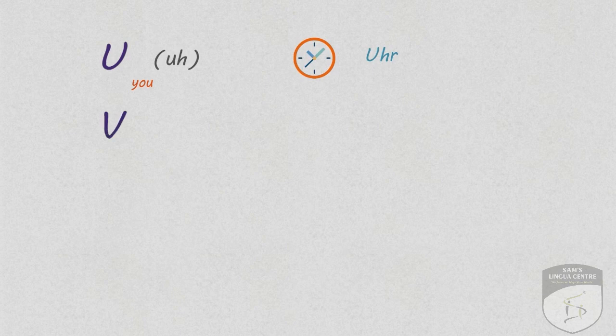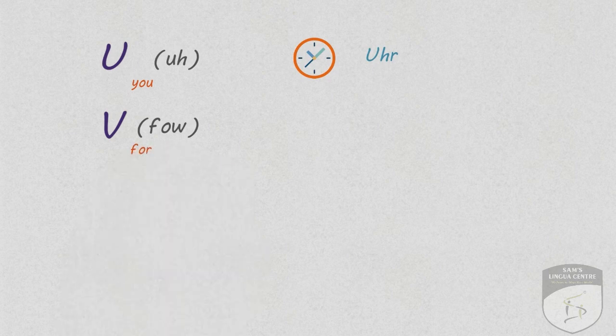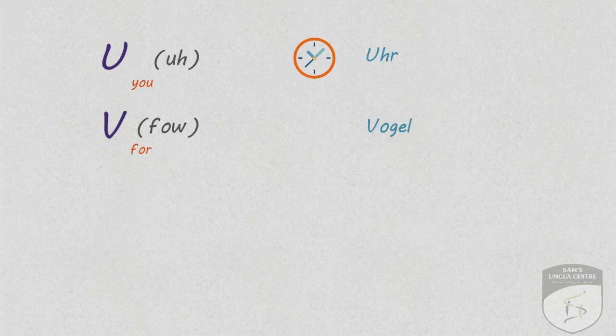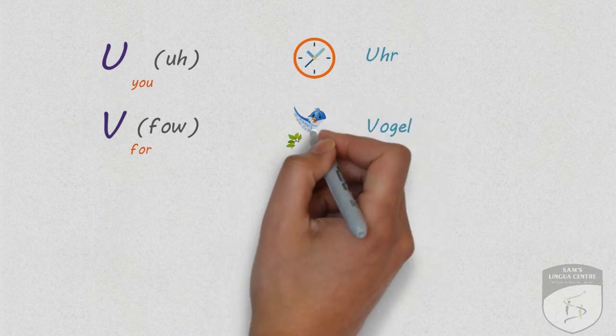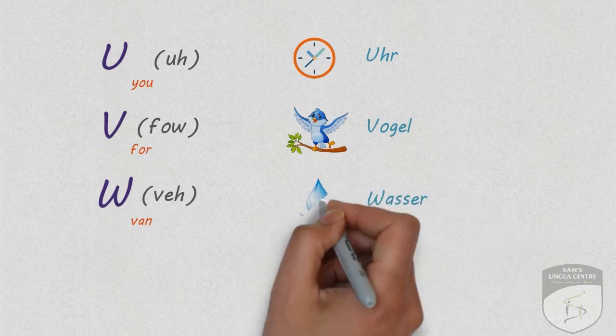V. V is pronounced like the F in the word for. In German we have the word Vogel, Vogel, which means bird. The next one is W. W, which sounds like the V in the word van. The German word with the letter W is Wasser. Wasser, which means water.